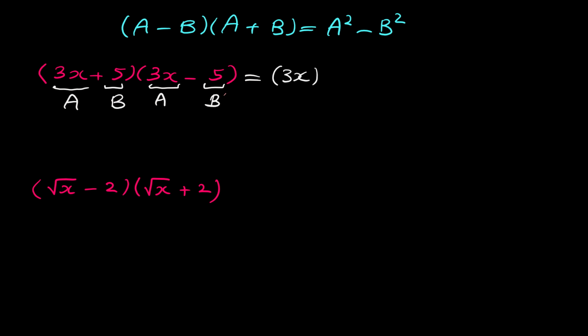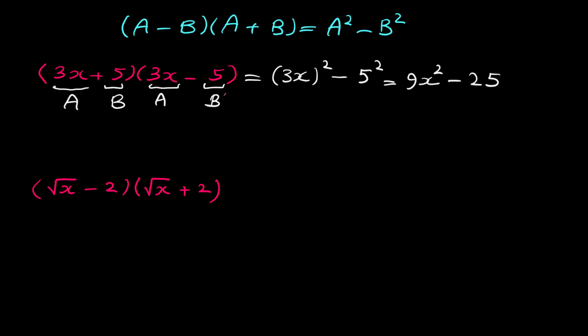(3x) all to the 2 minus b to the 2. What is b? b is 5. 5 to the 2. And if we simplify this, we have 9x to the 2 minus 25. Because (3x) all raised to the 2, 3 to the 2 is 9, x to the 2 is x to the 2. So we have 9x to the 2 minus 5 to the 2, which is 25. And this is the answer.